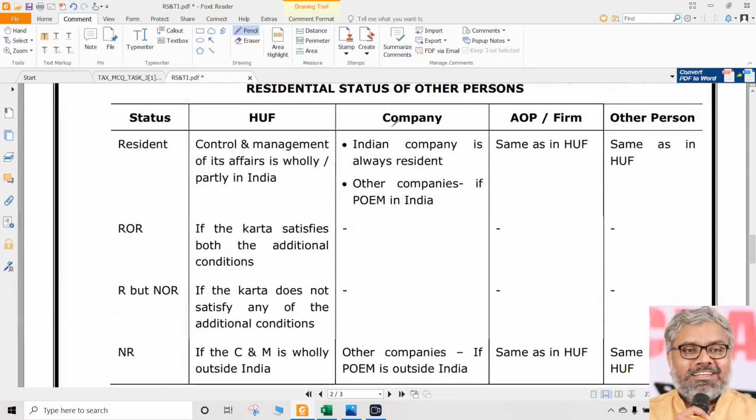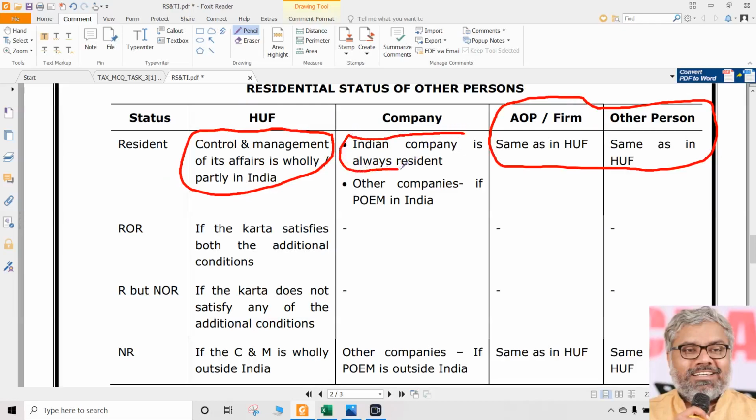And the residential status of other persons, we know that already. For HUF, what was the important word there? That is control and management of its affairs. If it is wholly or partly in India, HUF becomes a resident. And for AOP and firm also, as well as for any other person also, the calculation is very similar. Means what? Always we have to look for control and management of affairs. So control and management of affairs, either wholly in India or partly in India, everybody, HUF, AOP, firm, any other person, everybody becomes resident.